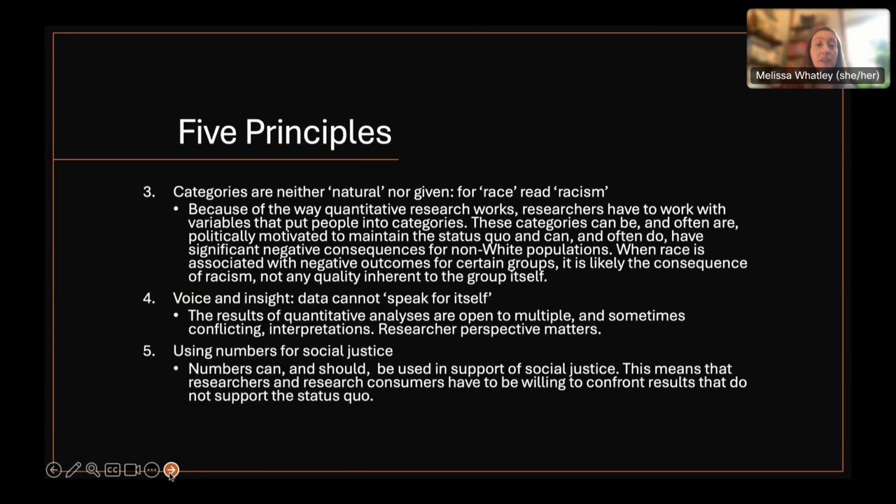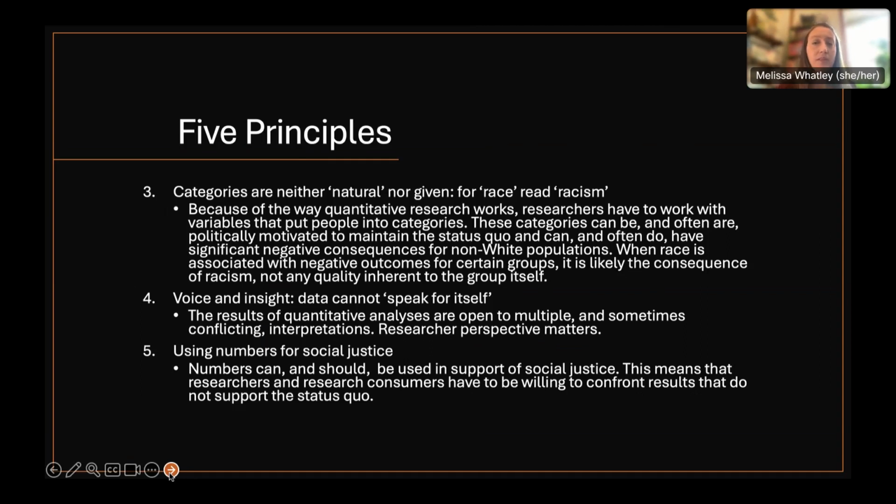The third principle is that categories are neither natural nor given. And for race, we can often read racism. Because of the way quantitative research works, researchers have to work with variables that put people into categories. That's the way we run our analyses. And these categories can and often are politically motivated in a way that maintains the status quo. As a consequence, the way we categorize people often has significant negative consequences for non-white populations.